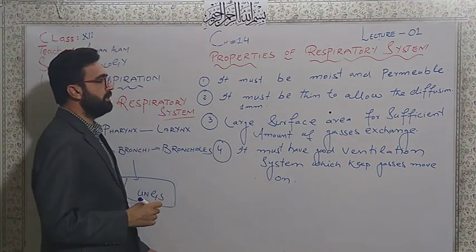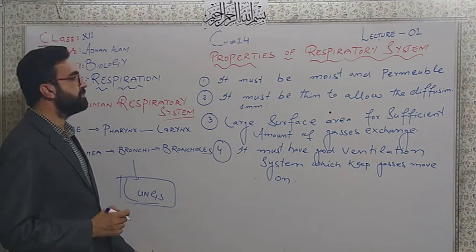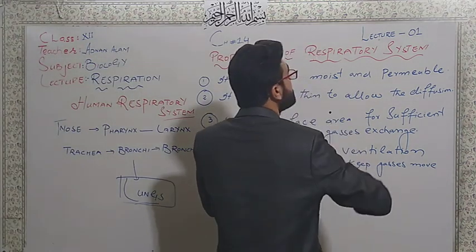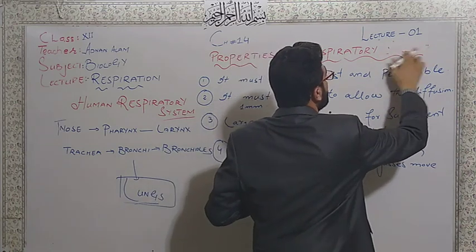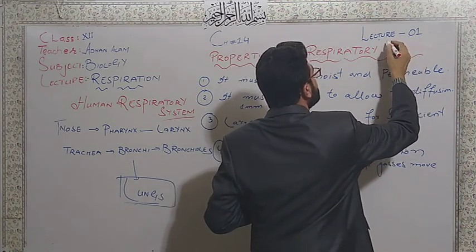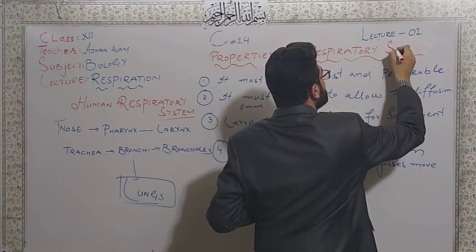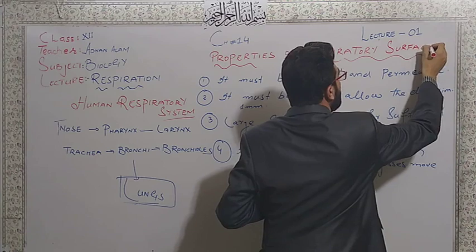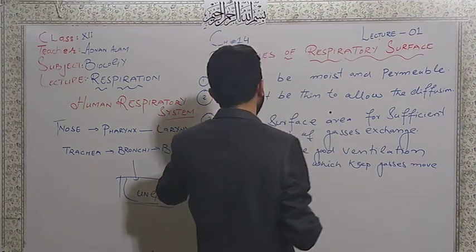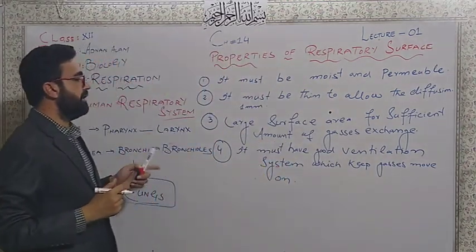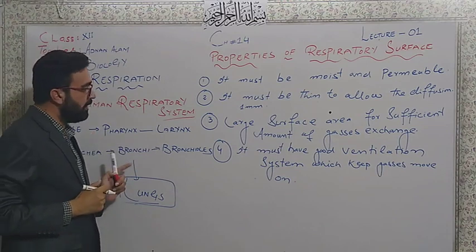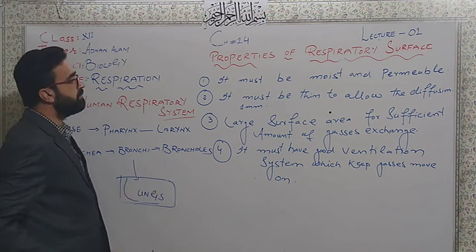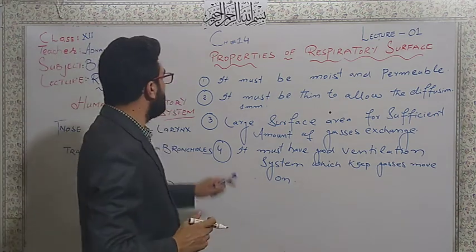These are the 4 properties which a respiratory surface must have. This is respiratory surface, okay? Not respiratory system, respiratory surface. Any surface which has these 4 properties can be a respiratory surface. In humans, the lungs are thought to be the respiratory surface.